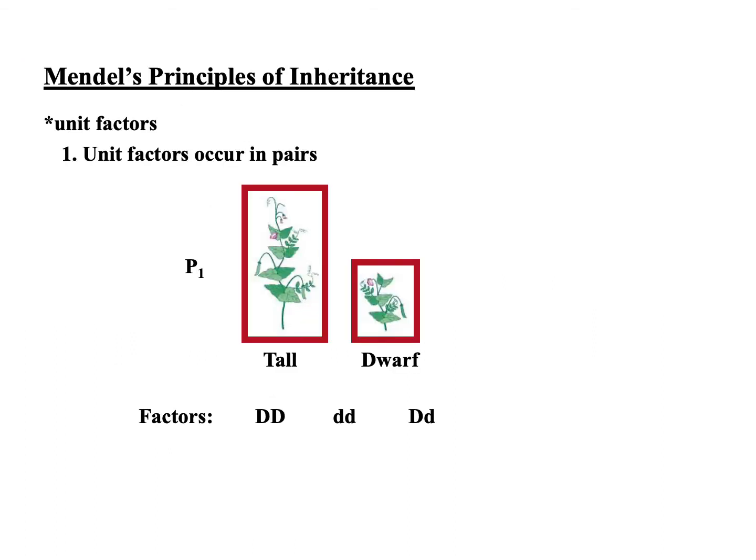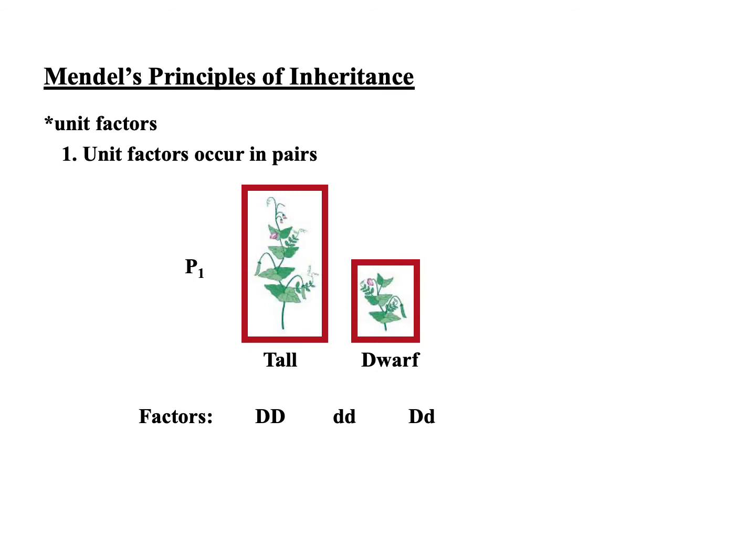Now, Mendel didn't stop there. He didn't stop at just doing the crosses between tall and dwarf plants. He looked at all of those characters that were listed in the table a few slides prior to this, and he performed the same type of crosses that we just outlined for the tall and the dwarf plants for all of those other characters.